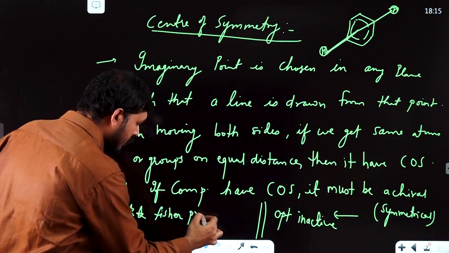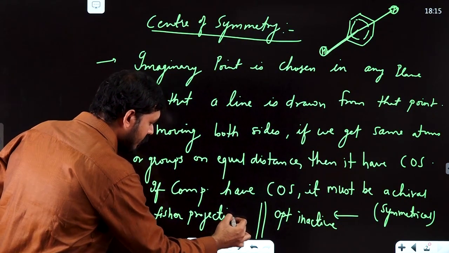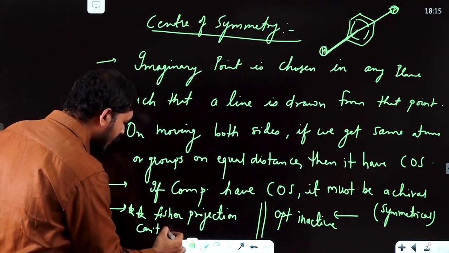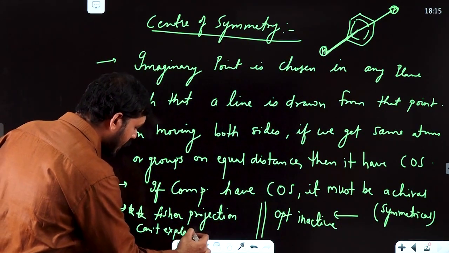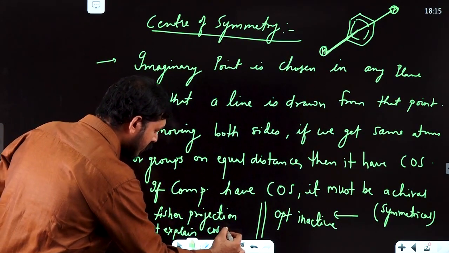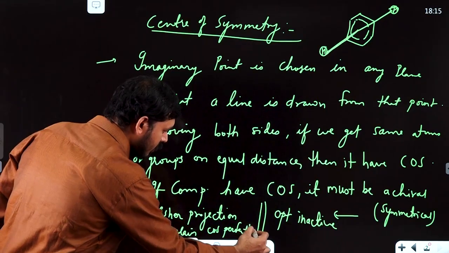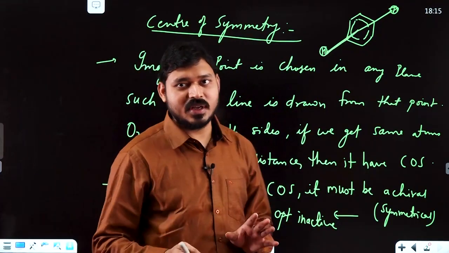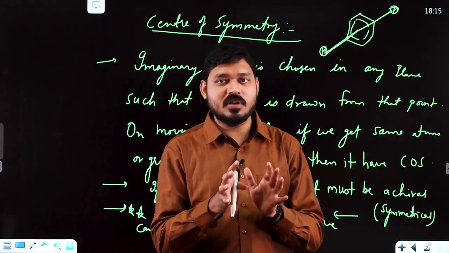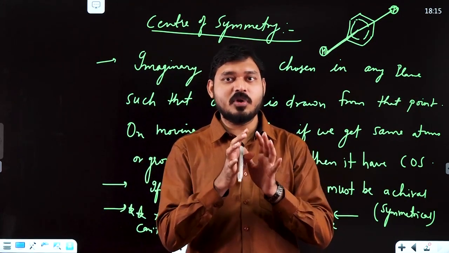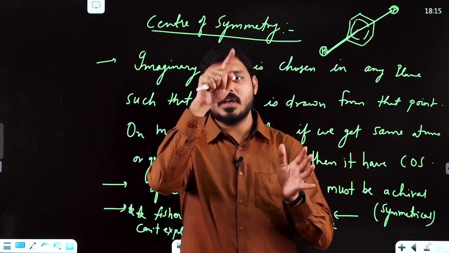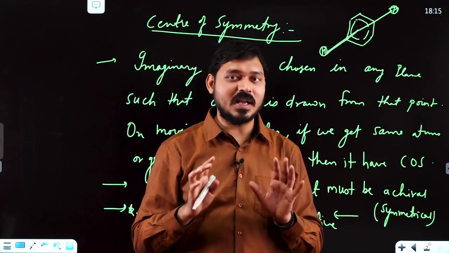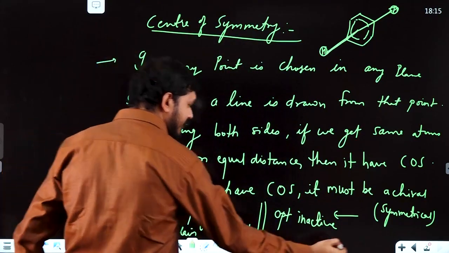Fischer projection can't explain COS perfectly. I will show you by example what happens in Fischer projection. We cannot perfectly observe the center of symmetry. So we have to observe that Fischer projection where vertical and horizontal lines are there in 3 dimensions. So you can clearly imagine, right? Okay.